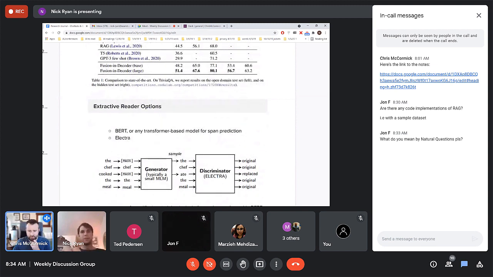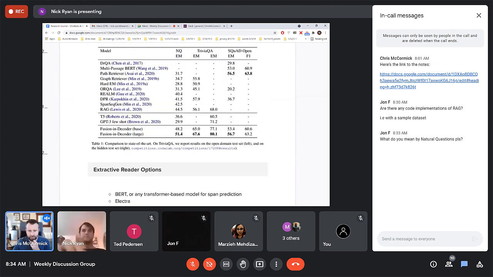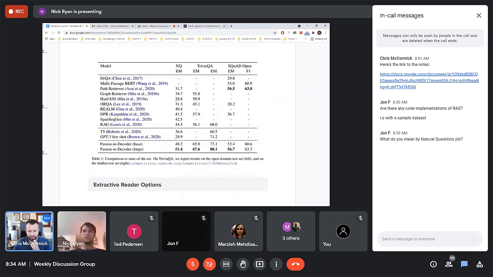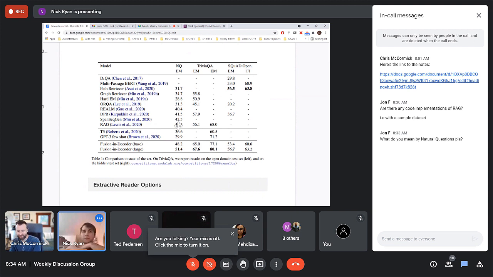Those scores, Fusion-in-decoder, are really impressive. Even the base model is outperforming RAG by a good margin. Compared to RAG, it's doing 10 points better, which is not the case in a lot of these papers, where you're very used to seeing "we beat it by 2 points, and so we win." Sure. But as I was talking about earlier, it outperforms GPT-3 few-shot.